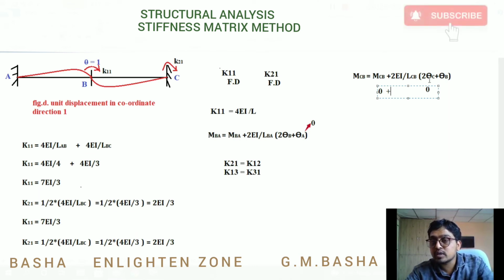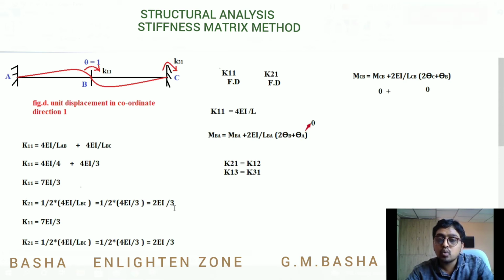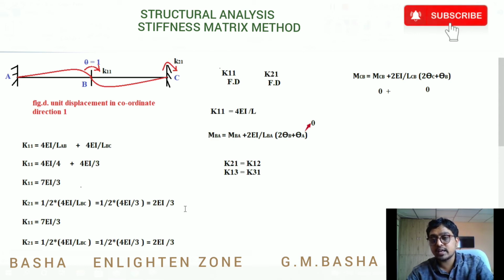After simplifying, theta C is equal to 0 because due to the fixed end there will be no slope, and the fixed end moments are again 0. Theta B is considered as 1 because we are applying a unit displacement. Therefore you will get 2EI by L. So k21 is directly 2EI by L, and substituting L equal to 3 you get the value.